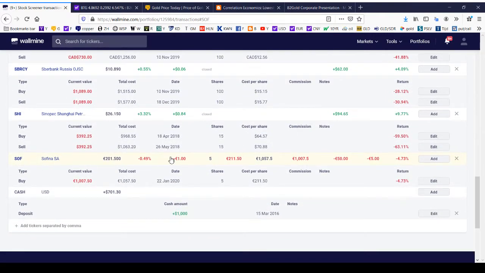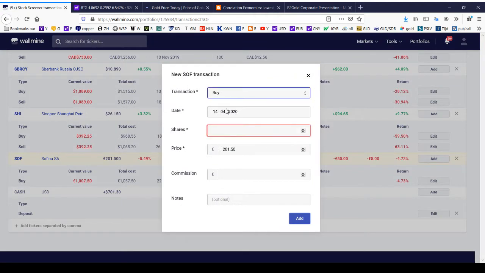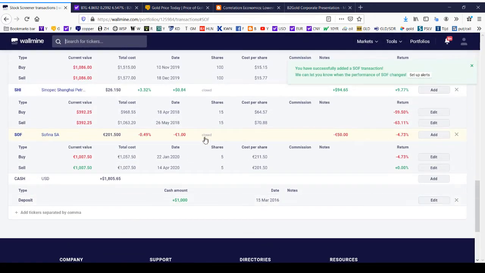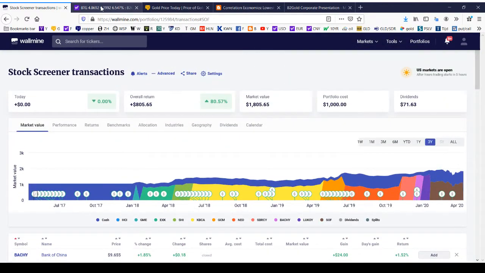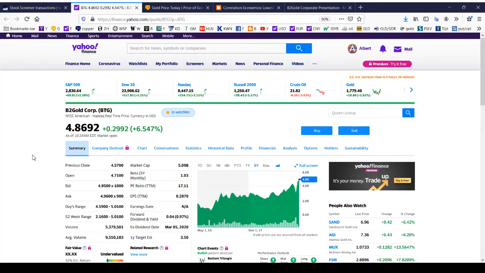Let's sell the Sofina shares, 5 shares. Sell. And we have closed the position. So the next stock that we will buy is a gold miner.